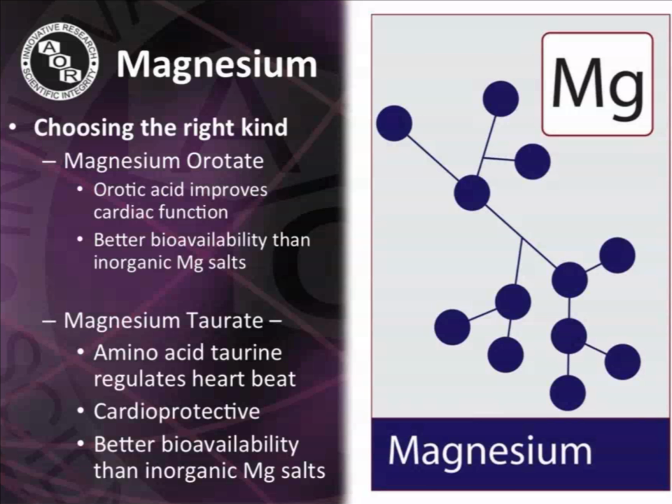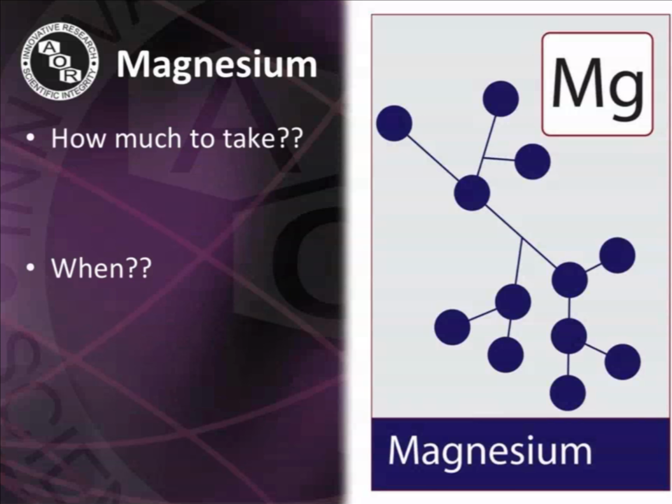So when looking at magnesium, we want to know how much to take. A good dose to look at is about 300 milligrams a day. People are always very concerned about the bowel side effects. 300 milligrams should be a very safe dose for not getting any sort of adverse effects in our bowels. For that, you're probably looking at 600 milligrams plus a day. And when to take it? Anytime. Magnesium is good any time of the day.